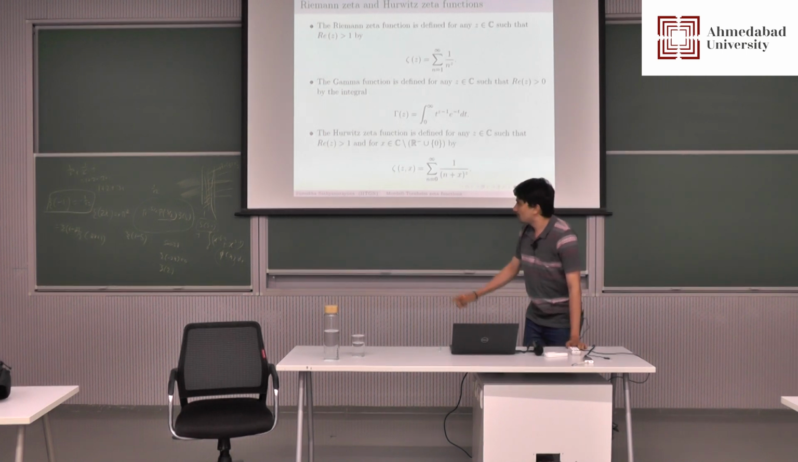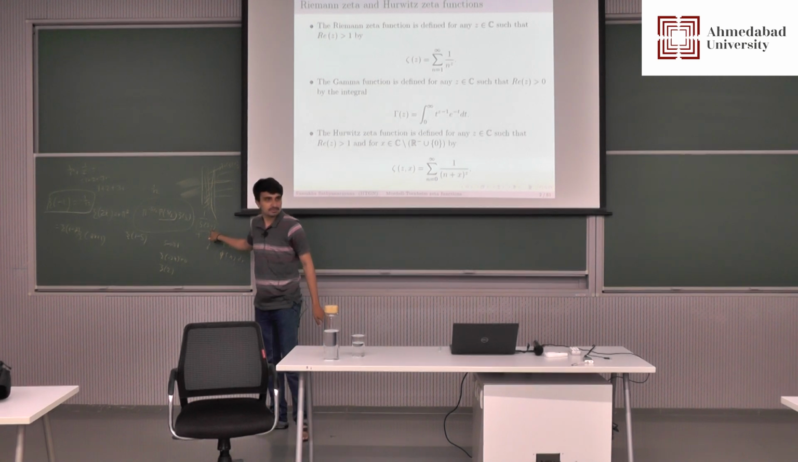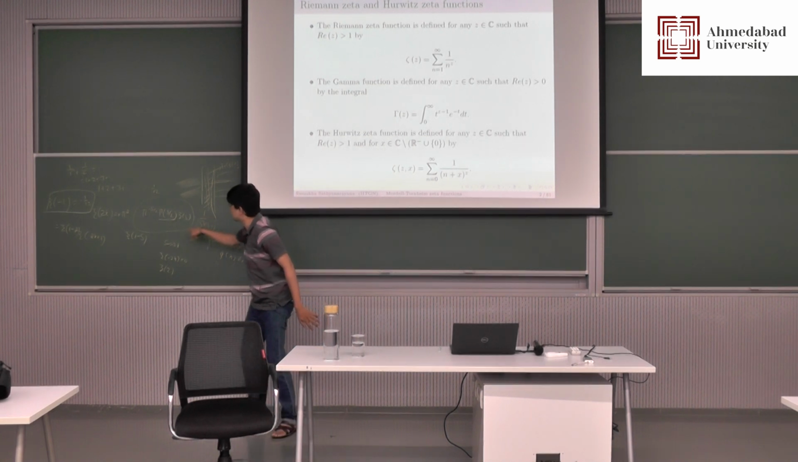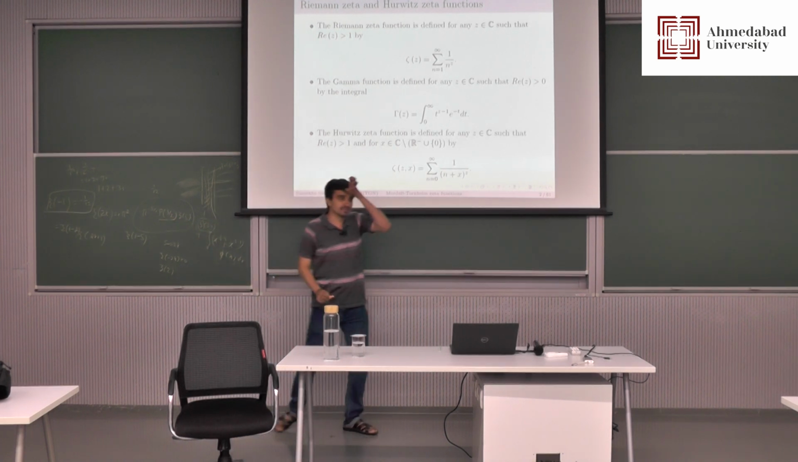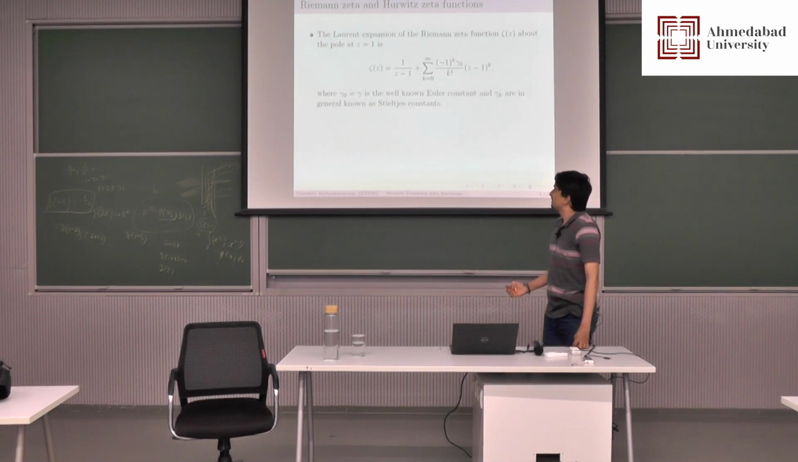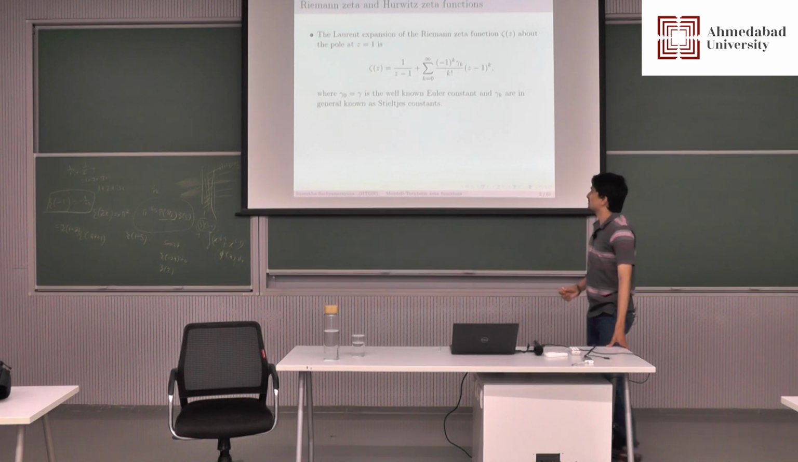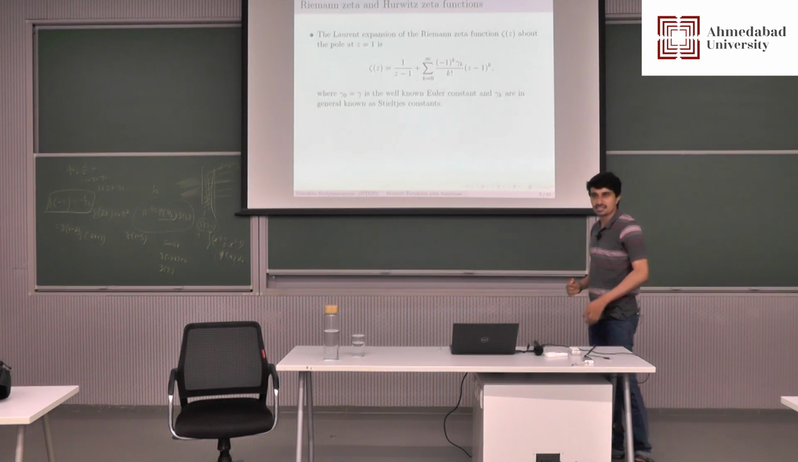And from here, I have told there is a pole at s minus 1 for this Riemann zeta. This pole comes because of this pole of the gamma function. At s equal to 1 there is a pole. If there is a pole, we can write a Laurent series expansion. So this is the Laurent series expansion of the Riemann zeta function, and the gamma k are called Stieltjes constants.